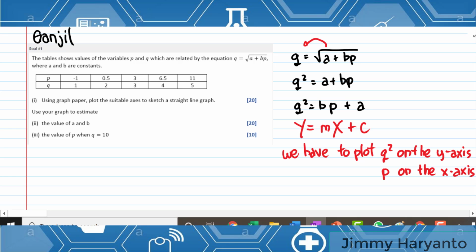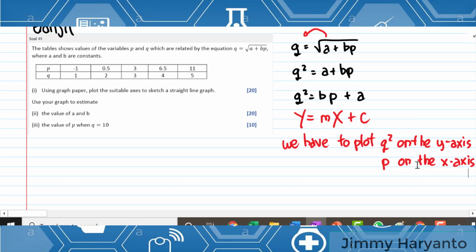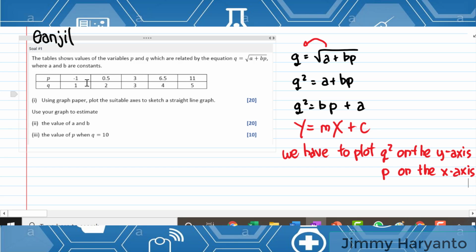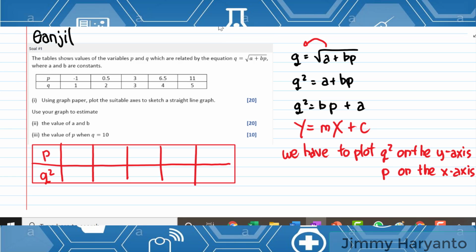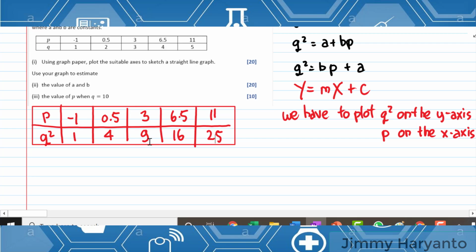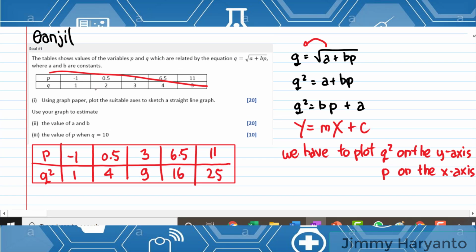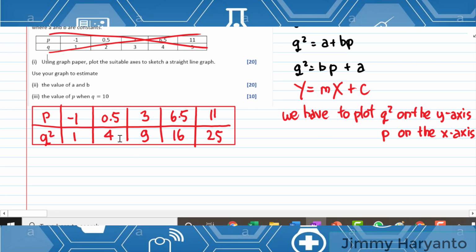So now for the table we need p and q square. We already have p but we don't have q square. Let's create the table first. For p, we just copy the p: negative 1, 0.5, 3, 6.5 and 11. For q, we have to square it. 1 square is 1, 2 square is 4, 9, 16 and 25. Then we have to plot this new one, not the original question, the y equals mx plus c form, q square and p.